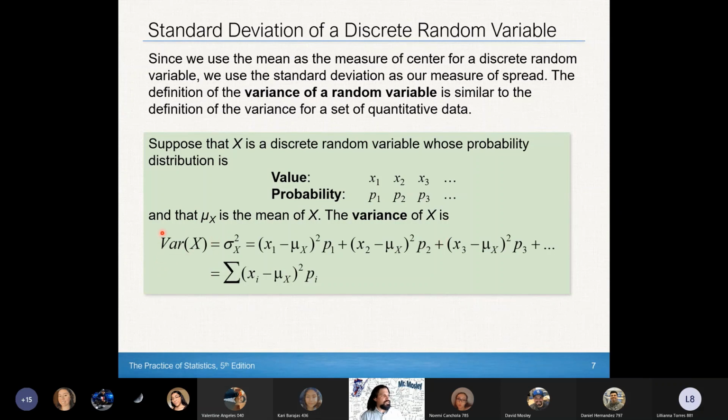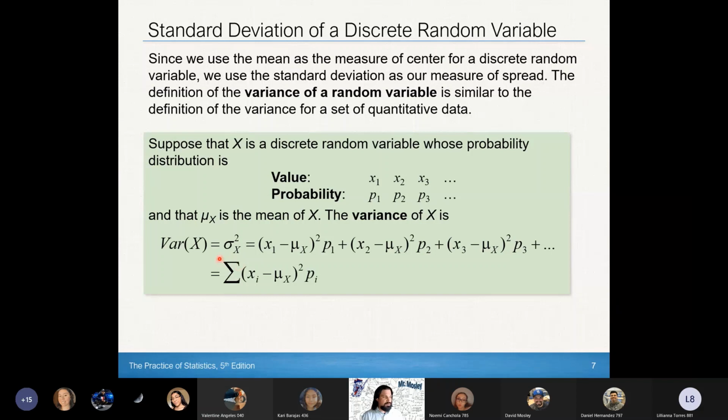We can use this notation to represent the variance, where you just say var of x. We can also use sigma squared sub x equals the first outcome minus the mean, squared, times the probability of the first outcome. So we're still using this idea of how far away my outcome is from the mean. When we have quantitative data, it's how far away my observation is from the mean. Now we're looking at the outcomes, and then we multiply by the probability of that outcome occurring. And we do this for each of our outcomes until we run out.